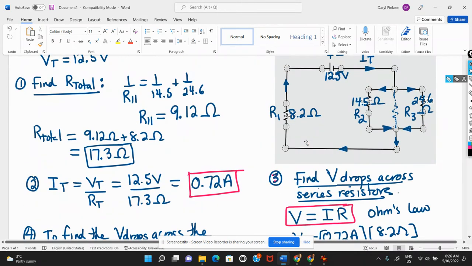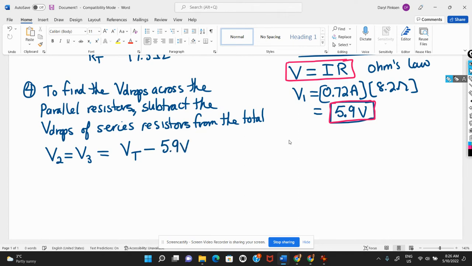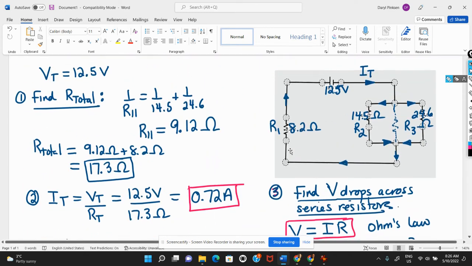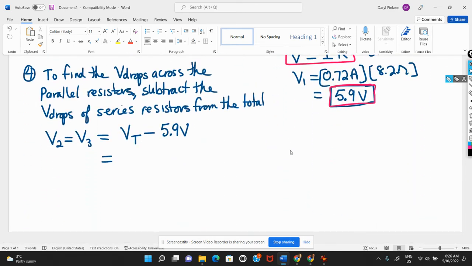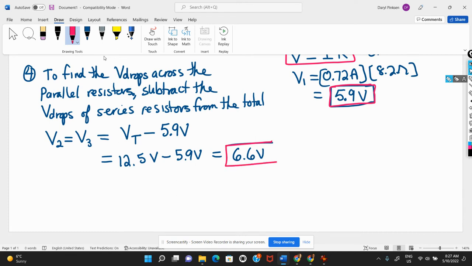So here, the V2 will equal the V3, and it's going to be the total voltage minus the 5.9 volts we found, which is lost as you go through the series resistor. So the total voltage was 12.5, and we're subtracting the 5.9 volts, and we get 6.6. So that means that the voltage drop across our parallel resistors must be 6.6 volts.